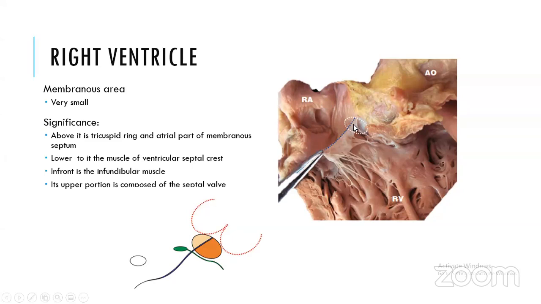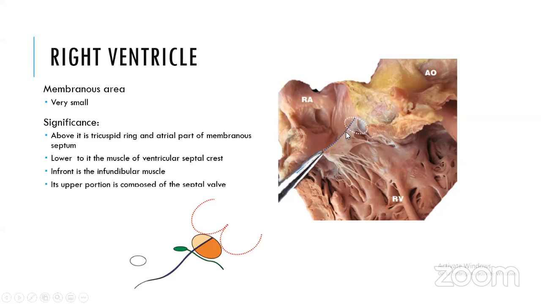This is the tricuspid annulus and the crest of the tricuspid valve, illustrated here. It is divided into two parts. Here, the membranous septum of the left ventricle and right atrium, and the membranous ventricular septum here.